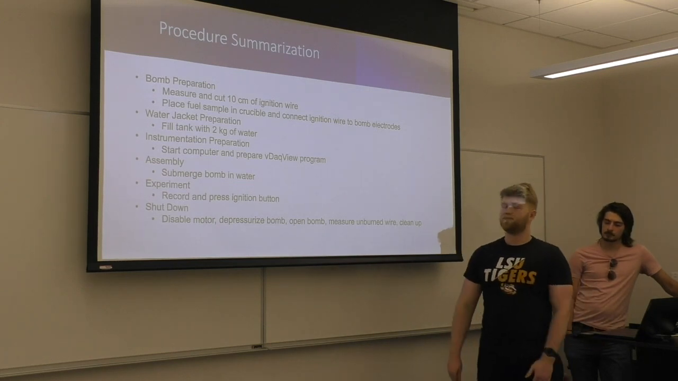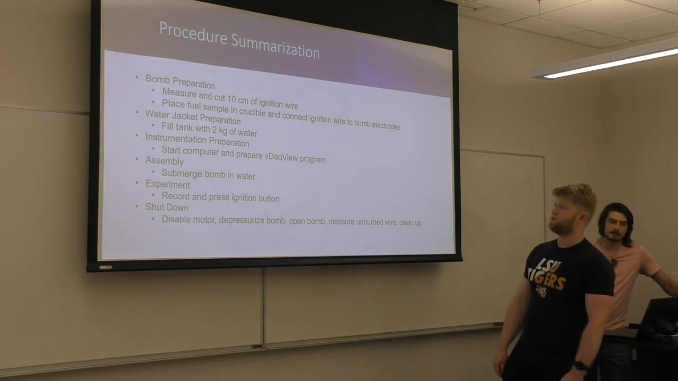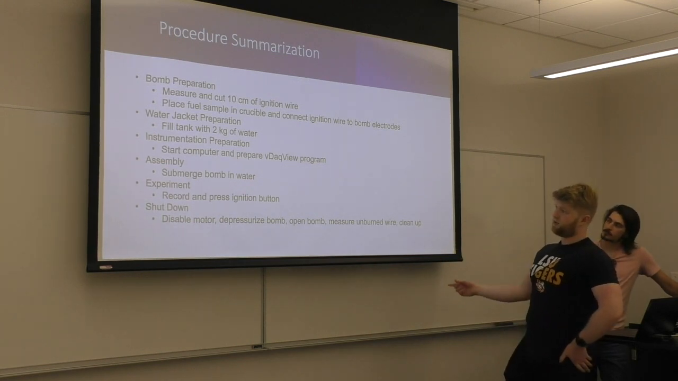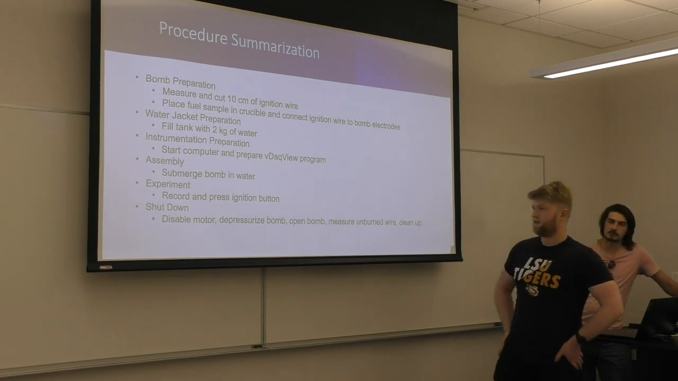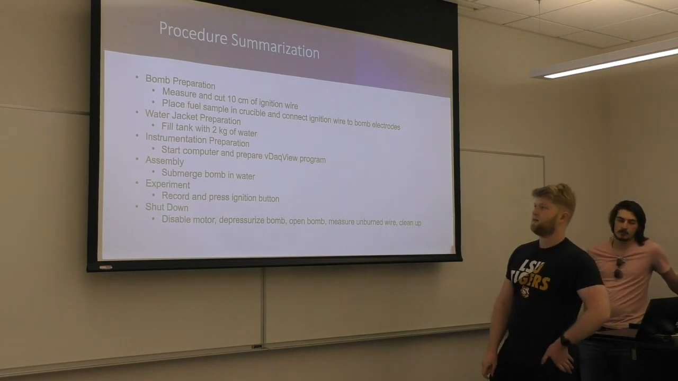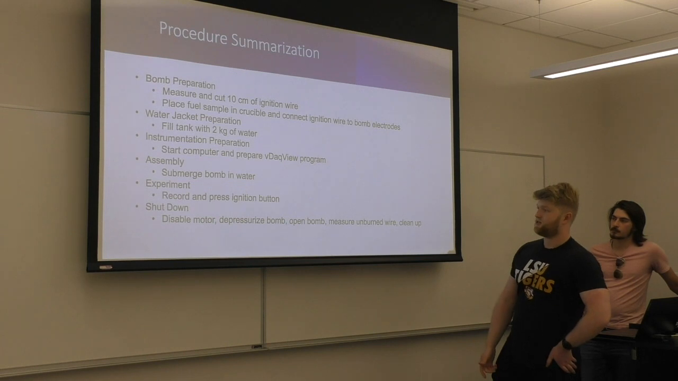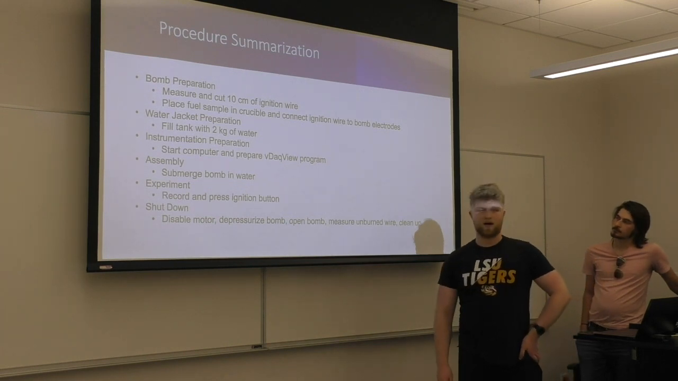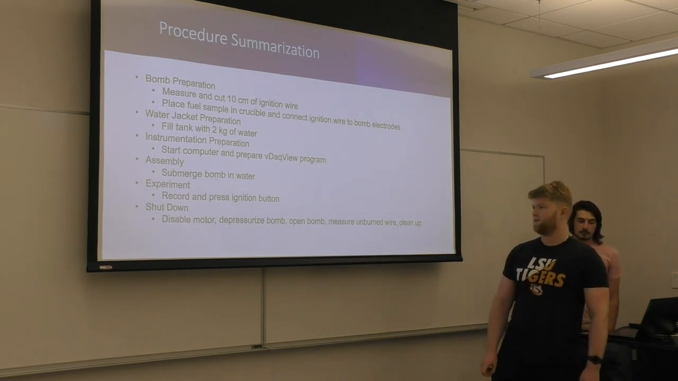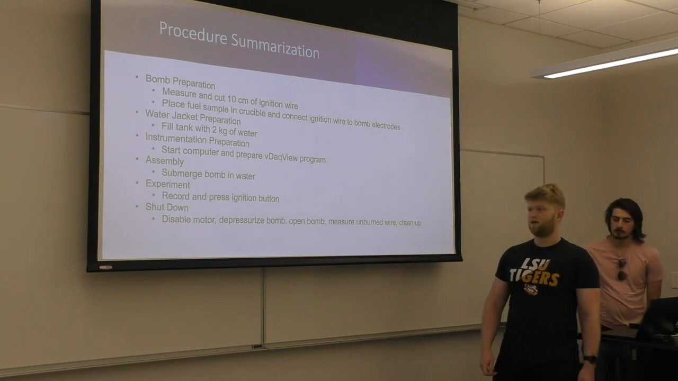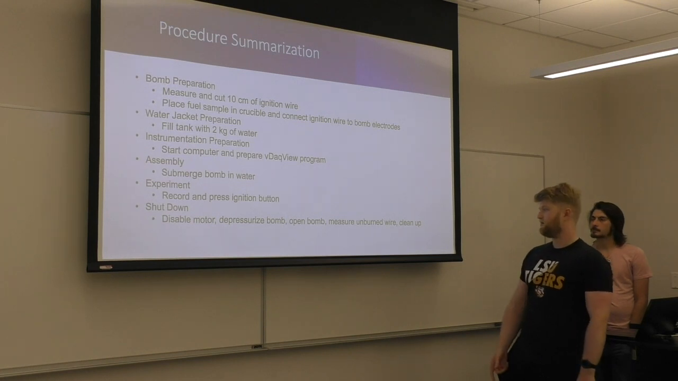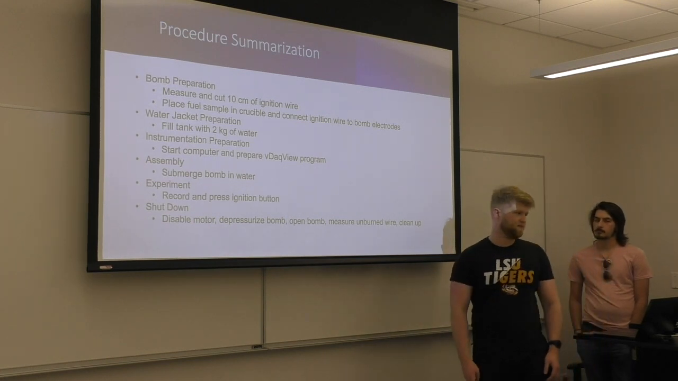So the actual procedure: the first thing we're going to do is assemble the bomb. We're going to measure 10 centimeters of the ignition wire and put the fuel sample into the crucible, and then prepare the water. We're going to fill the bucket with 2 kilograms of water and start the DAC software on the computer. Then the bomb will be submerged into the water, and we will ignite the ignition wire and record our data. Then we're going to shut it down. We're going to turn the motor off that's stirring the water, depressurize the bomb, open it, measure how much unburned wire is left, and clean it up.